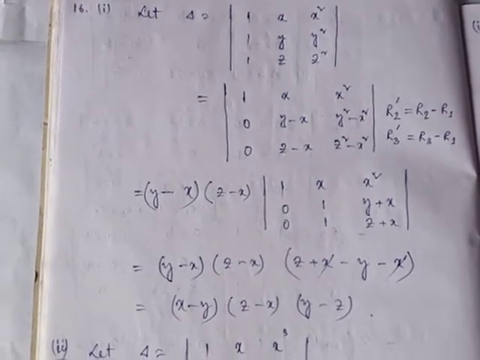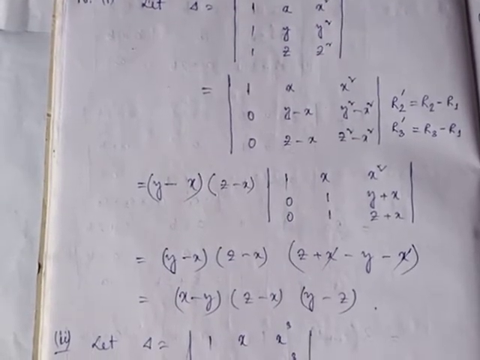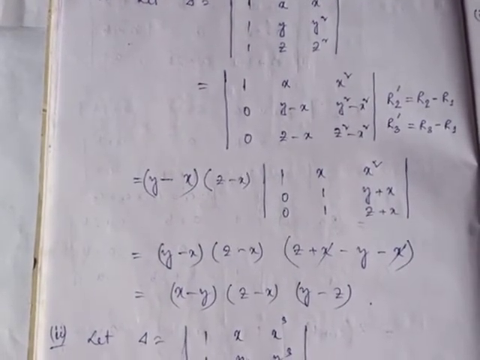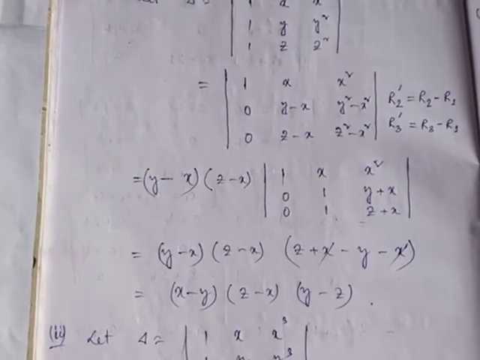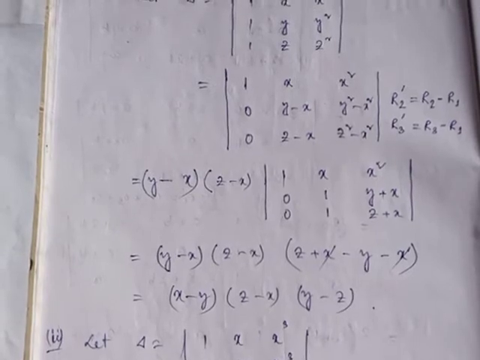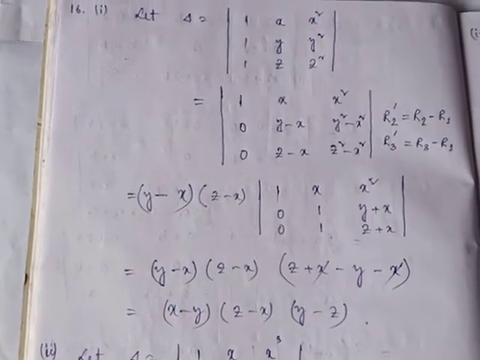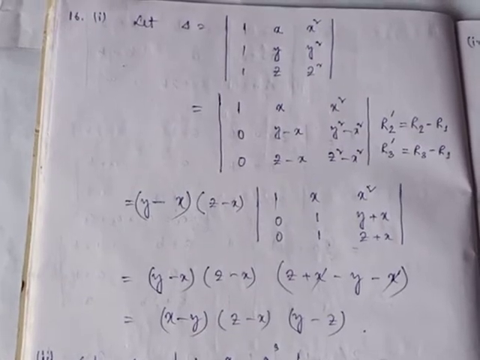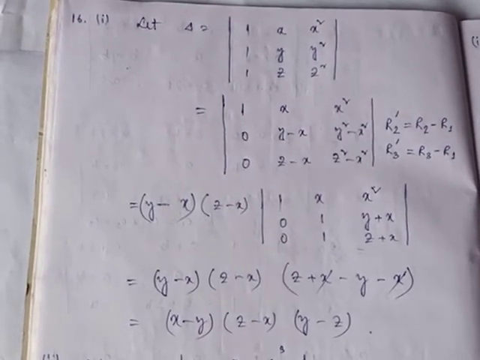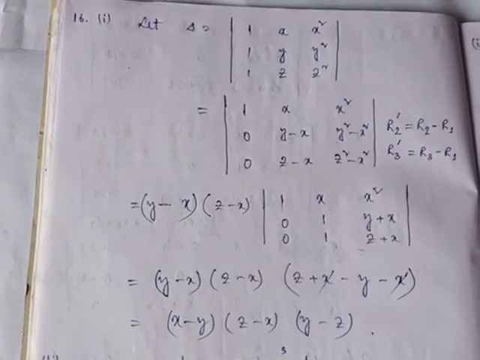We can write 1 0 0, x 1 1, x square, y plus x, z plus x. Now we are multiplying in the basis of 1 in the determinant, so we can get y minus x, z minus x and y minus z. Note it down all of you. This is a very important sum, and this type of sum are normally coming in the exam.